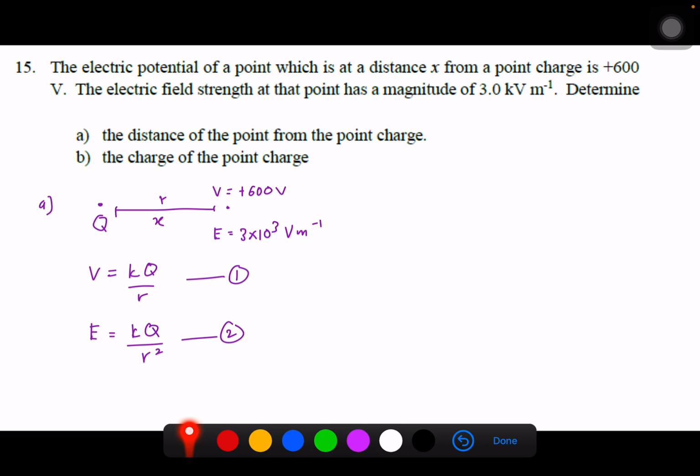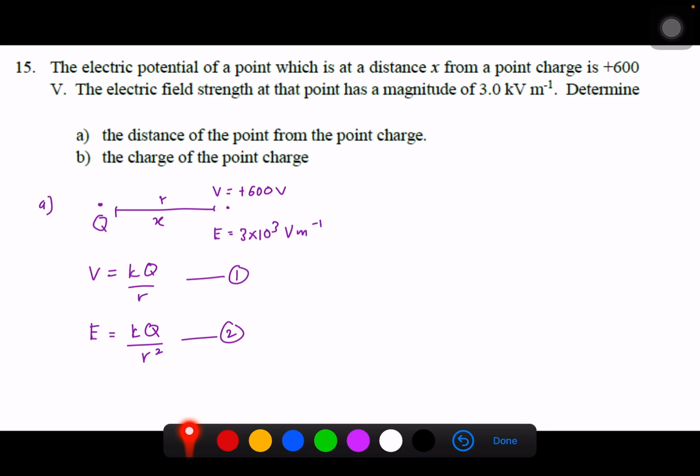Okay, so this is just a diagram to represent what the question is saying. The potential at a point which is at a distance x from a point charge: here at a certain point, distance x, V is positive 600 volts. This is the charge. The electric field strength at the same point is 3 times 10 to the power of 3. Determine the distance of the point from the point charge. So basically the question wants to find x.